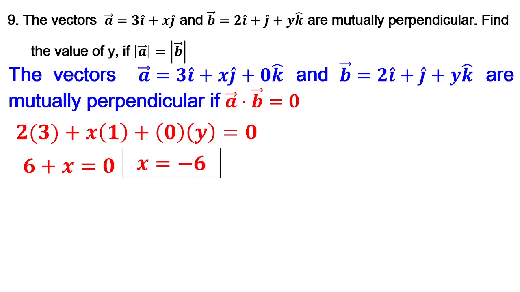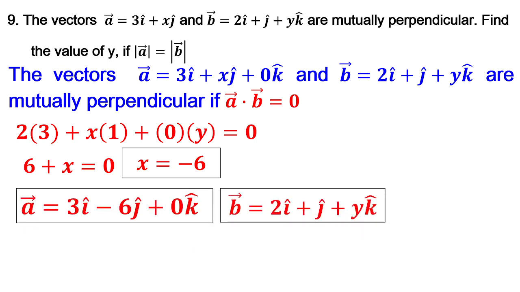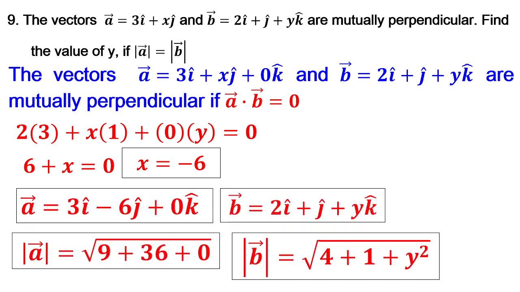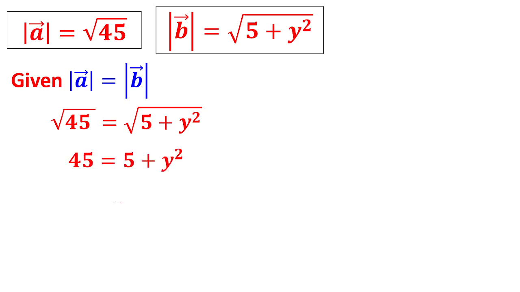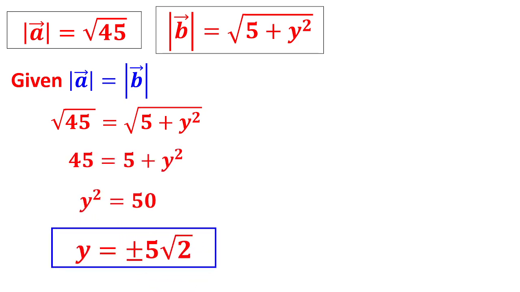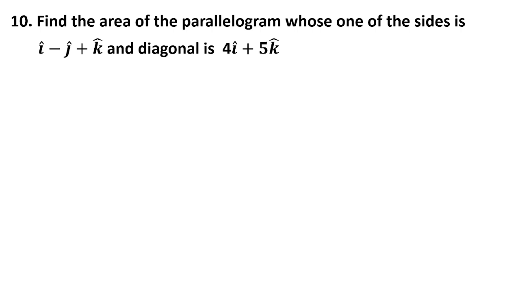How to get it? It is given that magnitude of A is equal to magnitude of B. I am using it now. Magnitude of A is root 45. Magnitude of B is square root of 5 plus y square. It is given they are equal. Equate them. You will get y square, and then the value of y. Let us go to question number 10.